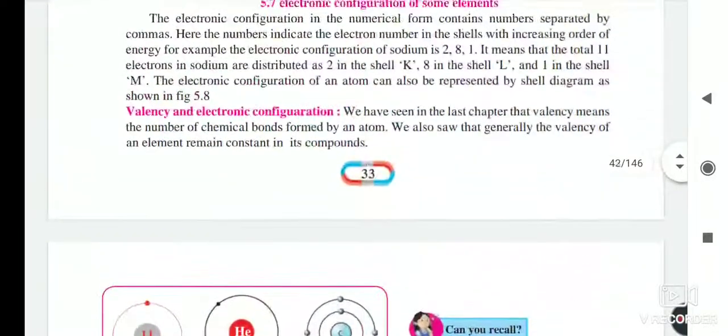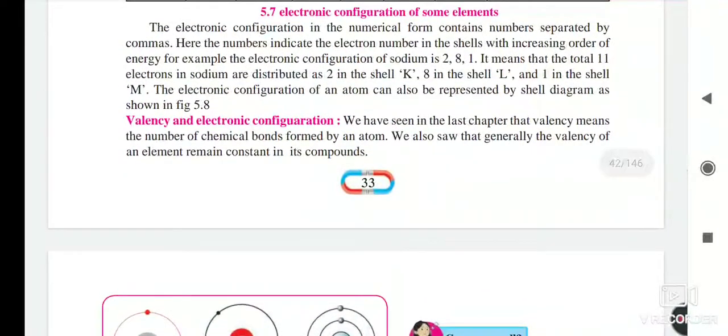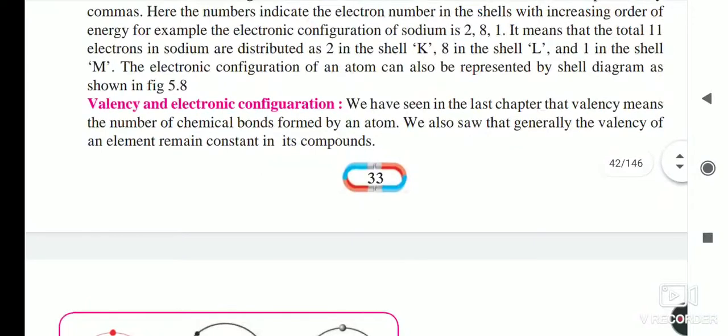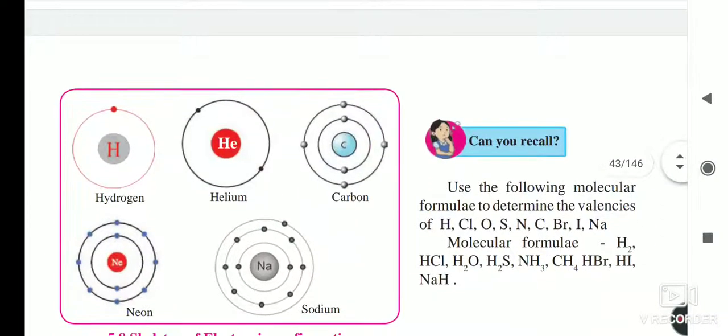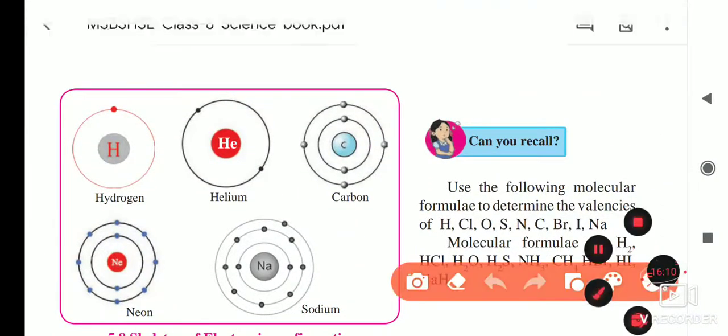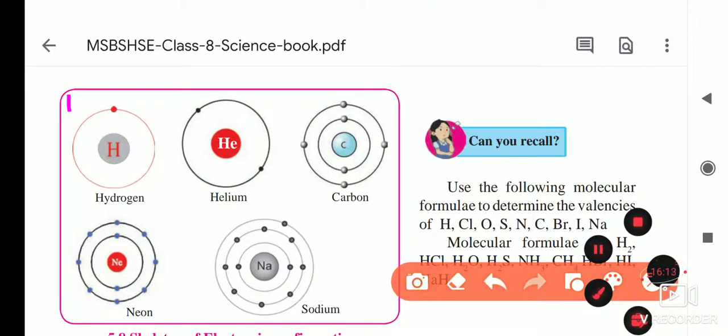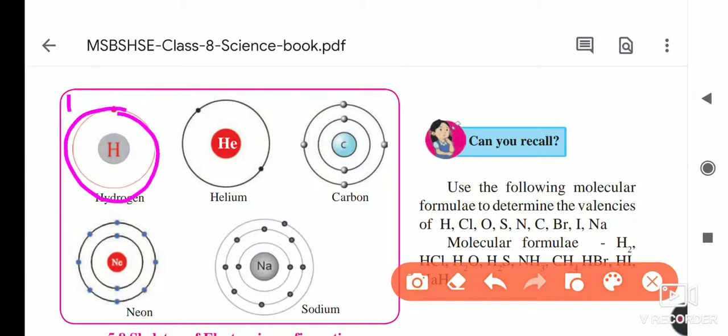Now the next point is valency and electronic configuration. If you see this figure, you will notice hydrogen. What is the atomic number of hydrogen? It is 1, so one electron enters the K shell. Helium's atomic number is also 2, so 2 electrons are there. They also enter the K shell only. The capacity of the K shell is 2 only.